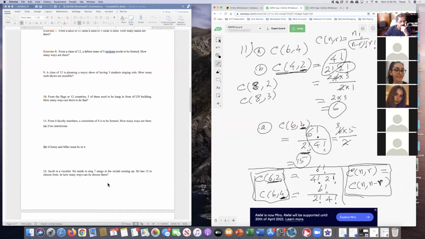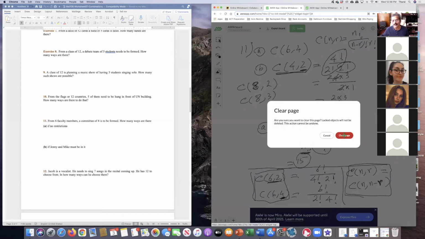All right, so Jacob is a vocalist. He needs to sing 7 songs in a recital. He has 12 to choose from. How many ways are there for him to choose? Now here, this is not the question of how many different recitals are there. The question says how many ways are there to choose. So is it permutation or combination?